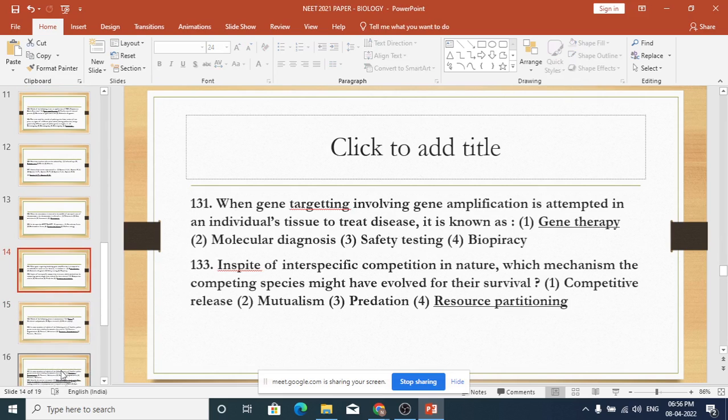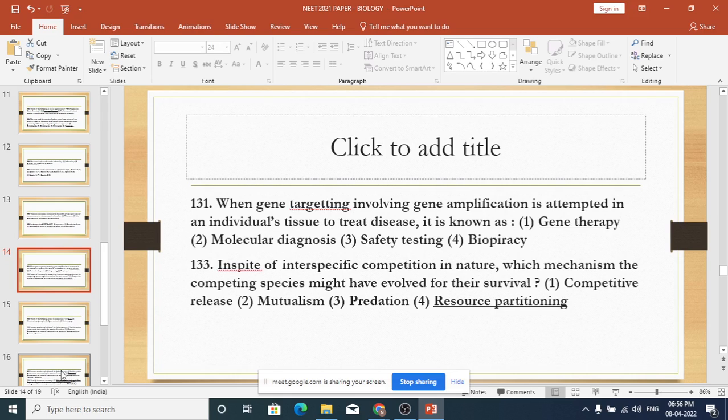When gene targeting involving gene amplification is attempted in an individual's tissue to treat disease, it is known as. This is a 12th question. This must be zoology, no? Or biology? Yes, sir. Gene therapy is the answer.